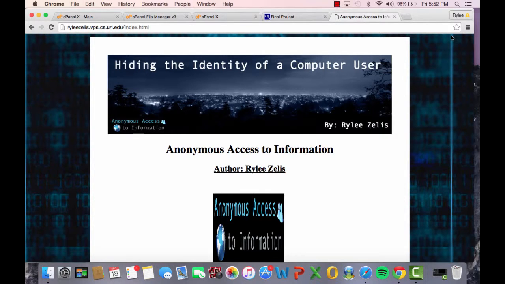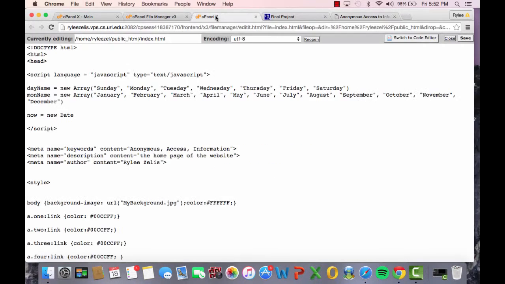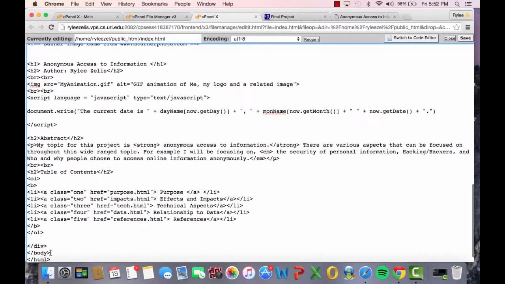For HTML styling, we made sure in our coding at the top to include doc type HTML and HTML, and at the bottom we made sure we closed it.